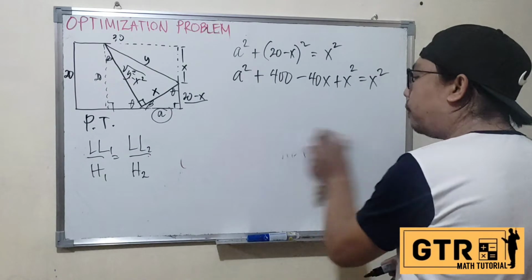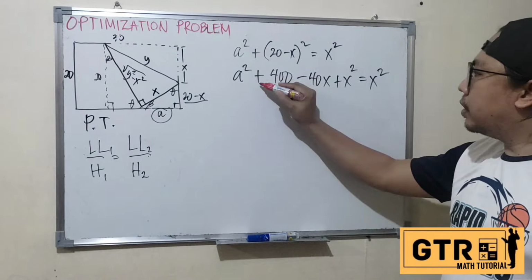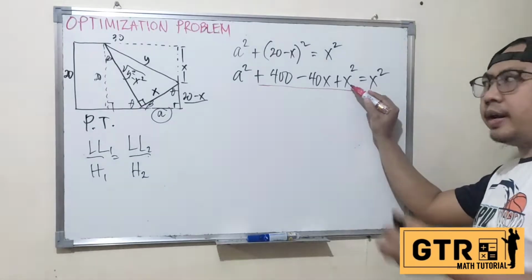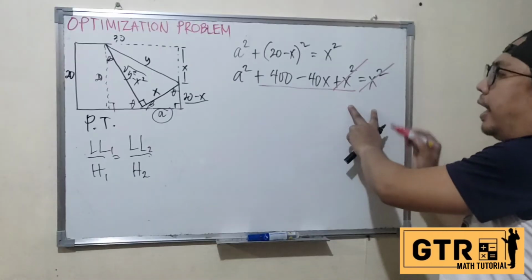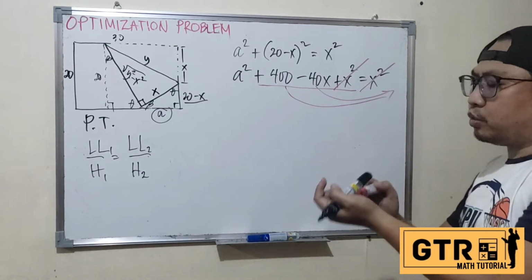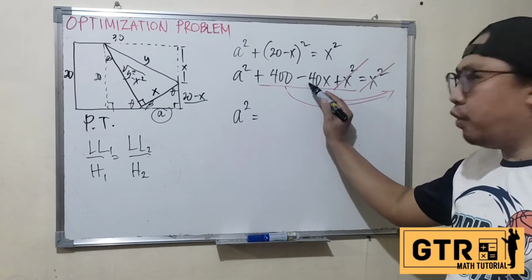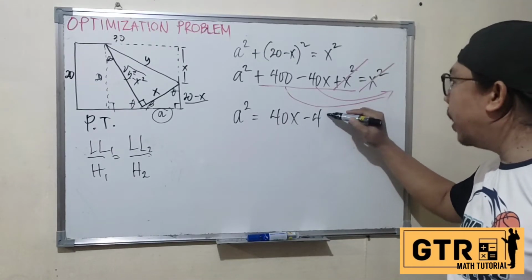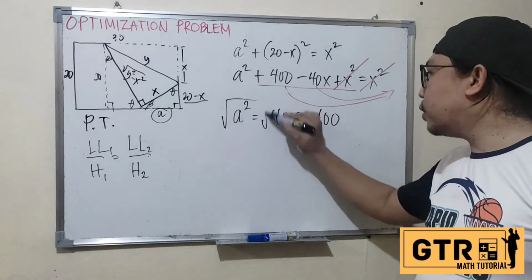Okay, so now we can solve for a. We have x squared on the left side and x squared on the right side, so when we subtract x squared, we can cancel them, and then transpose the other terms to the other side. Therefore, a squared is equal to 40x minus 400, adding 40x to both sides, or simply transposing. And then to solve for a, extract the square root of both sides.